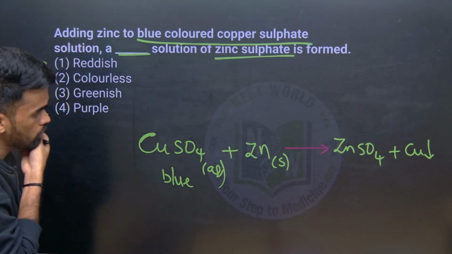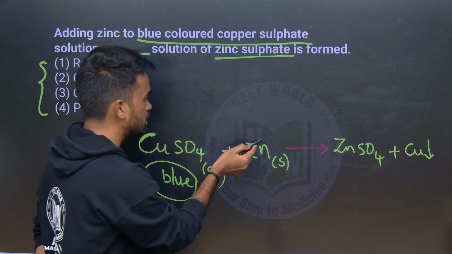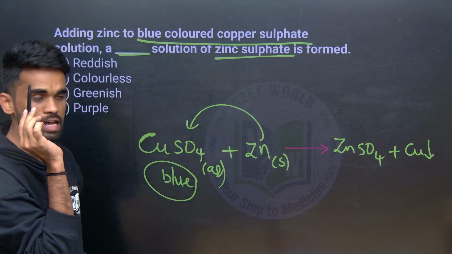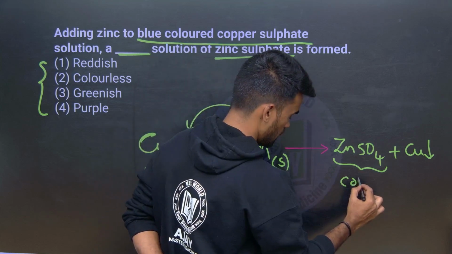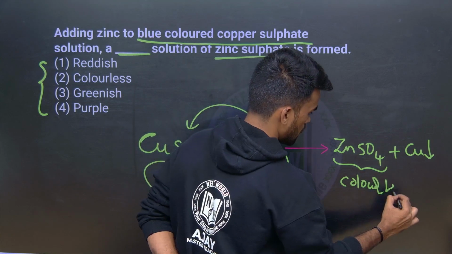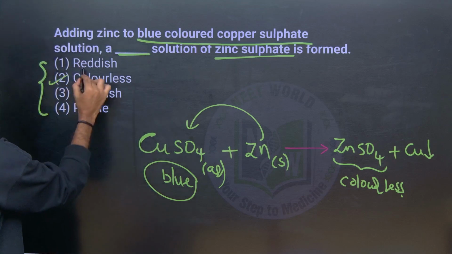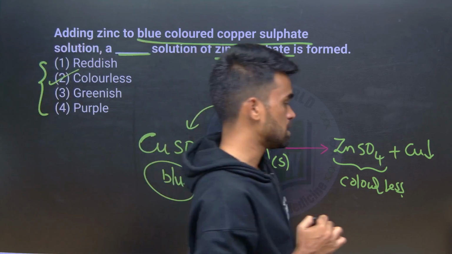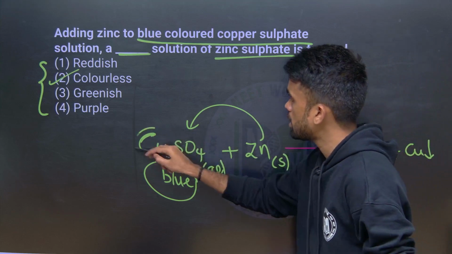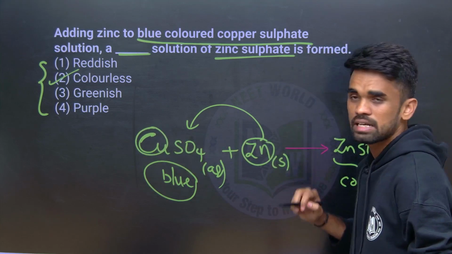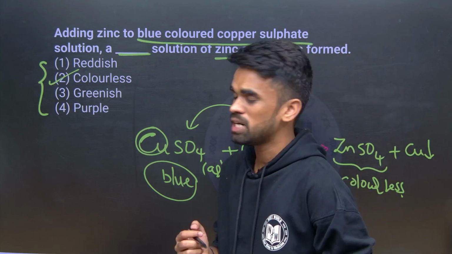Now this is a blue color solution. Initially when we add zinc granules to this, what happens? It will form a colorless solution, because zinc sulfate is a colorless solution. So we can go with option number 2 as the answer for this. Now what is this process? Copper is displaced by zinc, right? So I can say it is a displacement reaction.